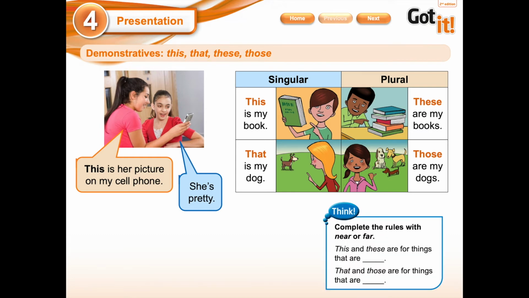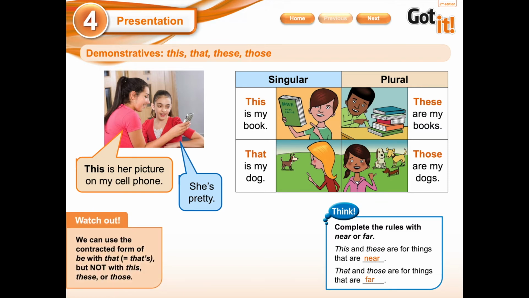Here we have a rule that I think is going to be very helpful for you, and it says this and these are for things that are near. What is the meaning of near in Spanish? Cerca. Las palabras this and these son para cosas que están cerca, dependiendo sea singular o plural. Then we have that and those are for things that are far. Por otro lado, tenemos las palabras that and those que son para cosas que están lejos, haciendo la diferencia entre singular y plural.